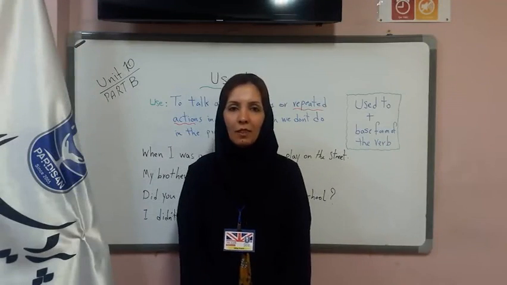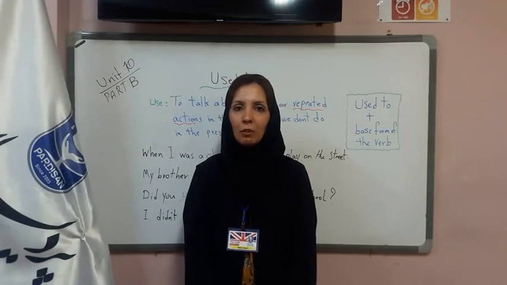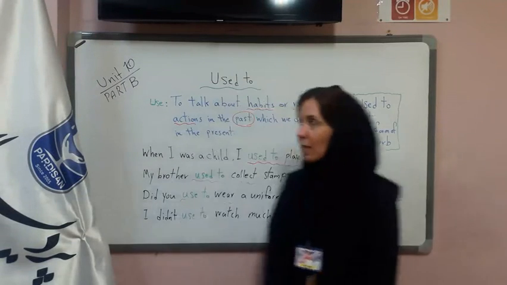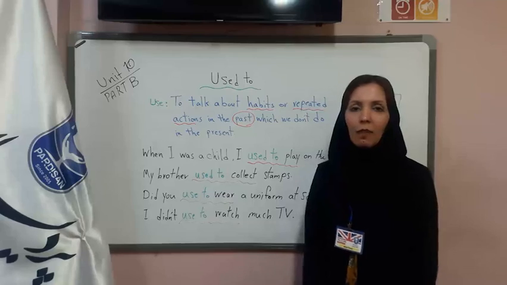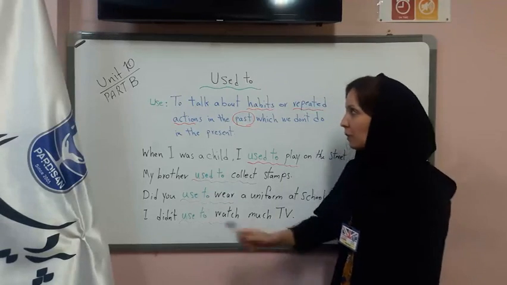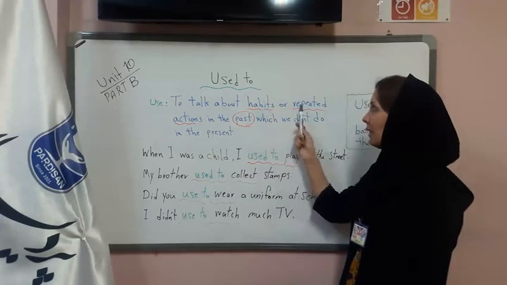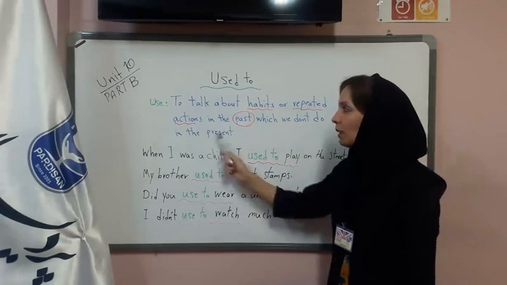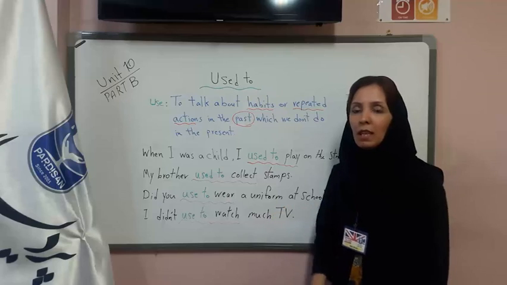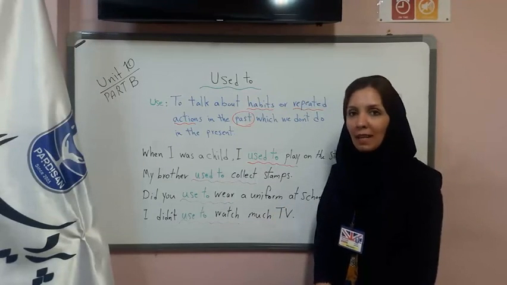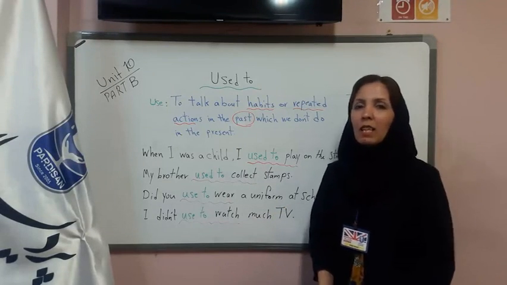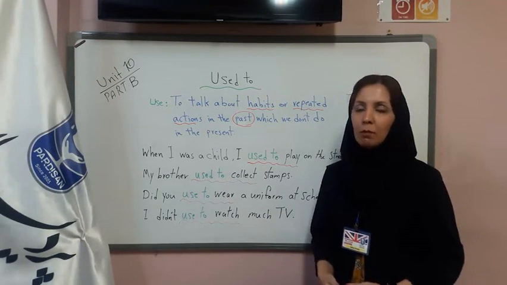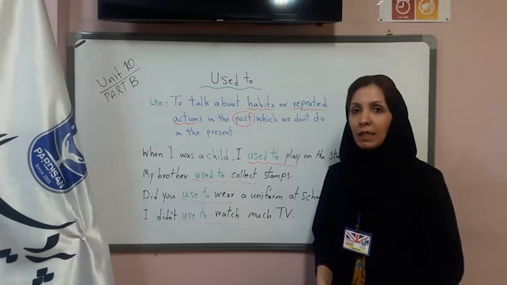Hi dear students, today we are going to review Unit 10, Part B. As you know, this unit is about used to. When do we use used to? We use it to talk about habits or repeated actions in the past which we don't do in the present. What does it mean? Means to talk about our past habits. In Farsi, راجع به کارهایی که گذشته انجام میدادیم عادت قدیمیمون بوده ولی الان دیگه انجام نمیدیم.